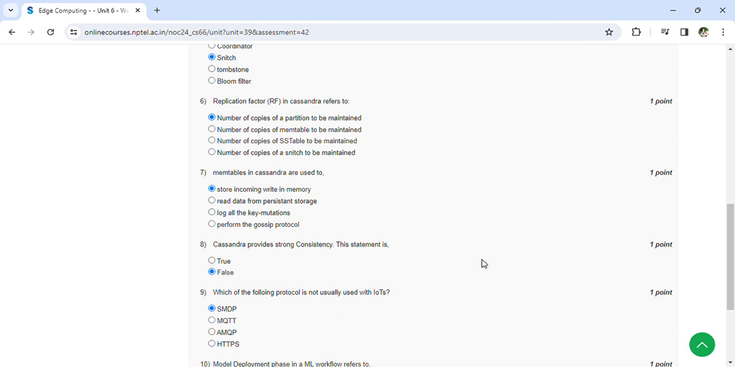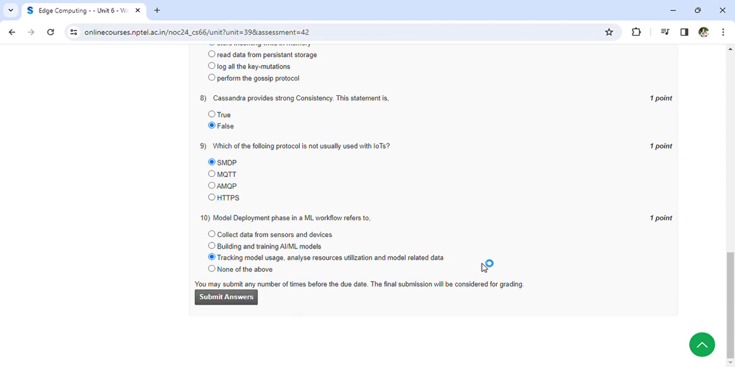Which of the following protocols is not usually used with IoT? SMDP. Model deployment phase in an ML workflow refers to tracking model usage, analysis, resource utilization and model-related data.